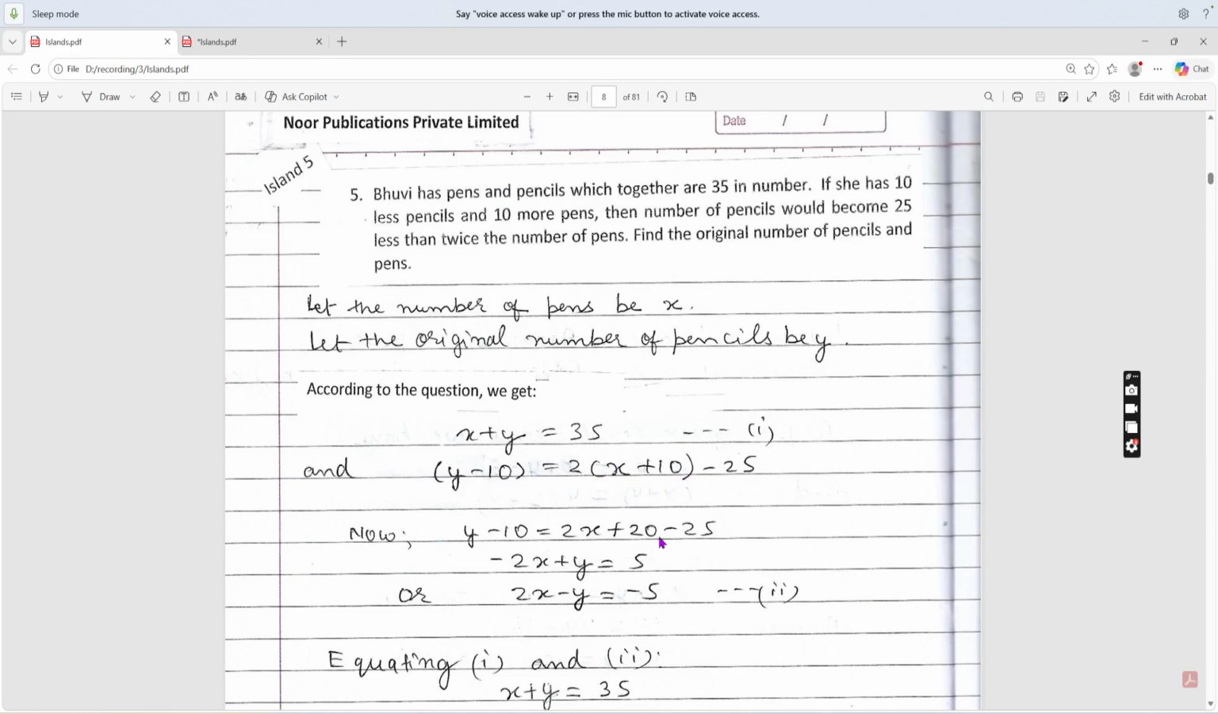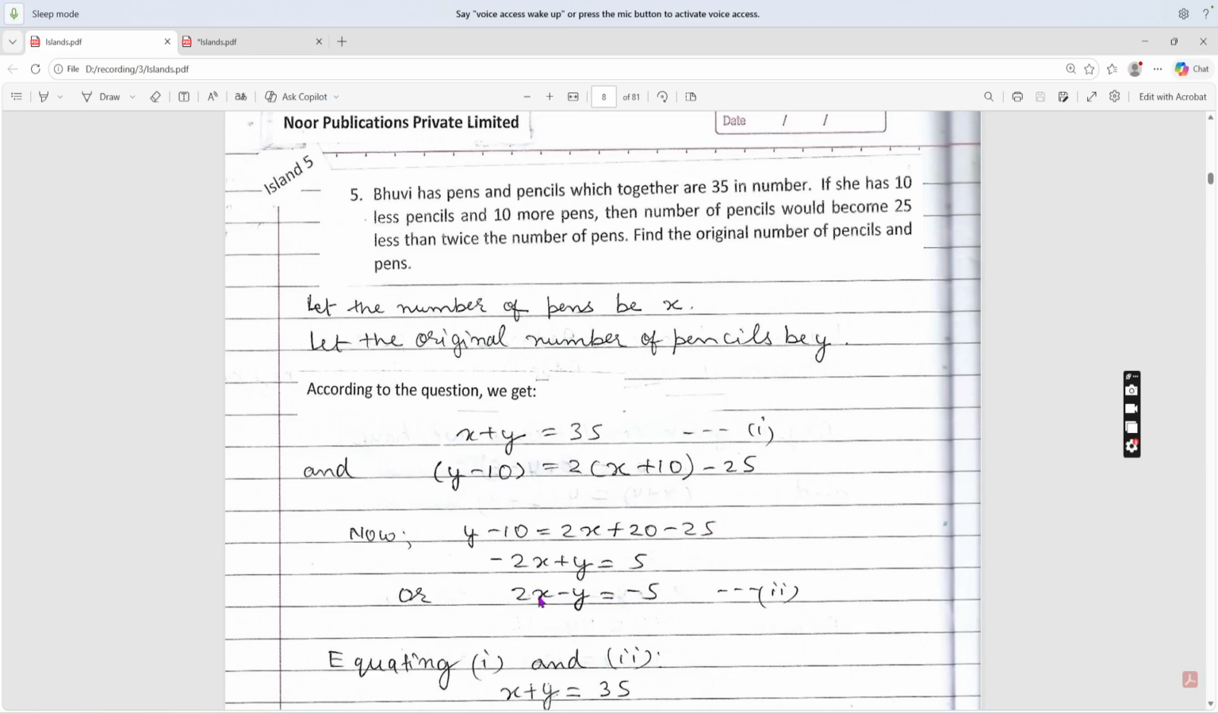Now we just have to open the brackets. When we open the bracket, y minus 10 is equal to 2x plus 20 minus 25, because 2 into x is 2x and 2 into 10 is 20. So here 20 minus 25 is minus 5, and here y minus 2x. Why? Because 2x is on the RHS, it is in plus. When it is shifted from RHS to LHS, we get minus 2x. And equal to, just see, 20 minus 25 is minus 5, and this minus 10 is shifted from LHS to RHS. It would become plus 10. So plus 10 minus 5 is 5.